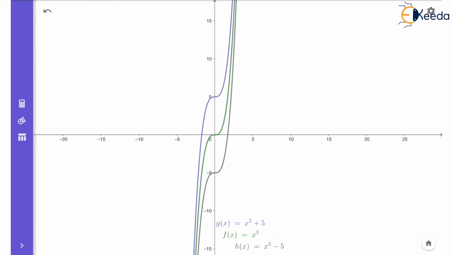Now, in this case, we have introduced a constant for the cases like x cube plus 5 and x cube minus 5. So the only respective change we can see is that the transformation is either up by 5 units or down by 5 units, but the overall nature of the function remains the same.